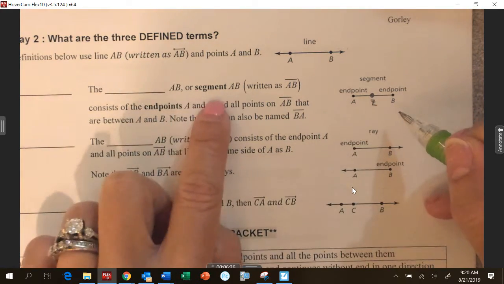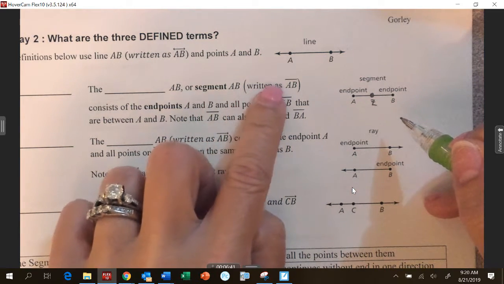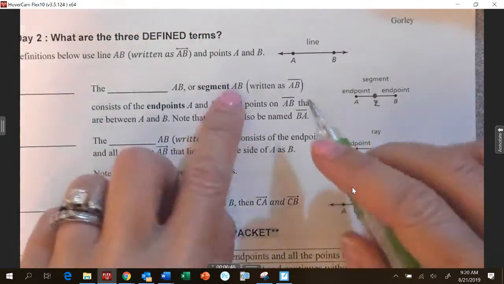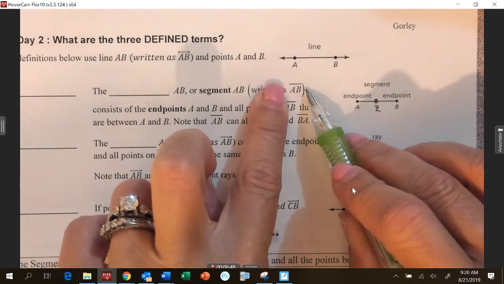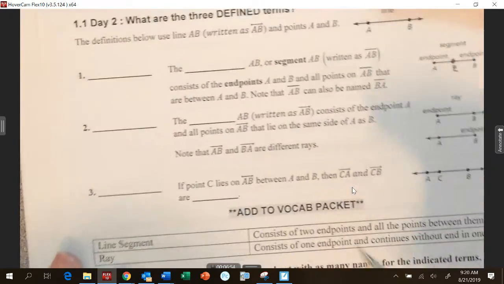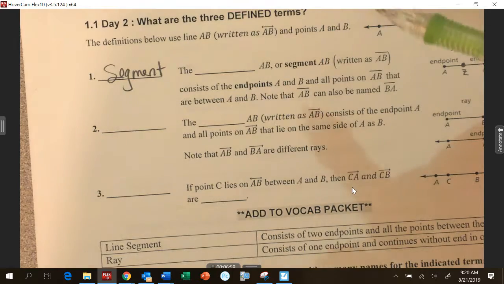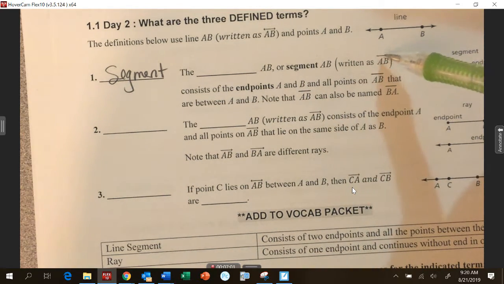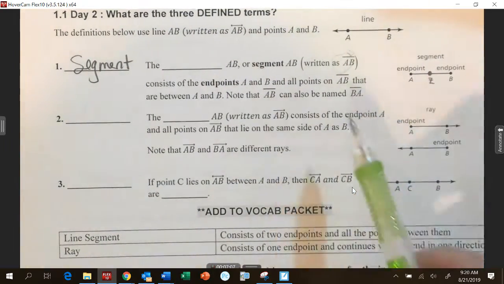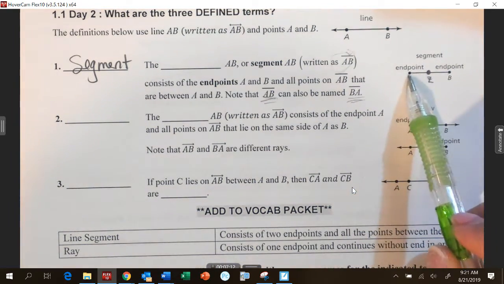But over here, I have segment is written as segment AB, and then we have a symbol with a segment above it. Notice how it doesn't have the little arrows? It's just the segment part. The segment AB is written as AB with a little segment above it. You can also write AB as BA. So we could take the segment and go from B to A, or we can go from A to B.